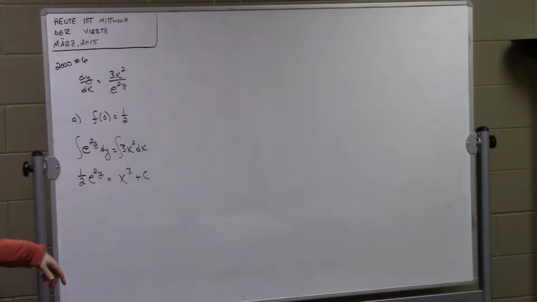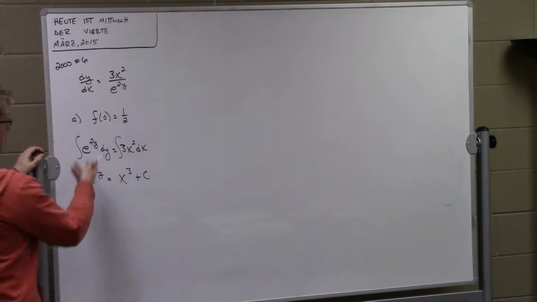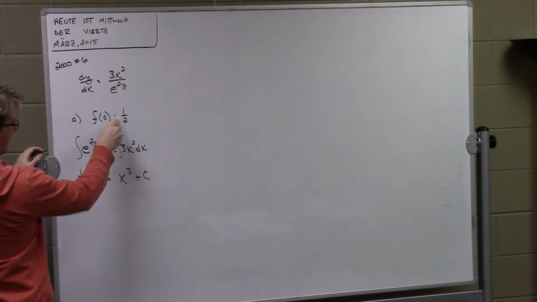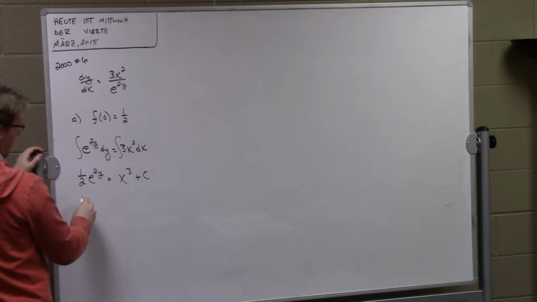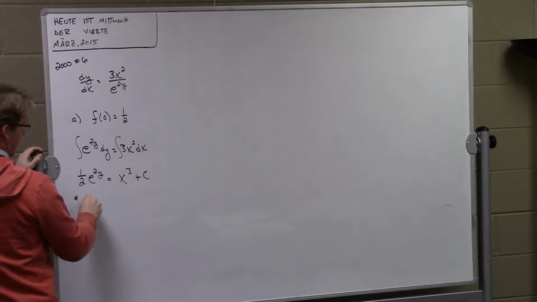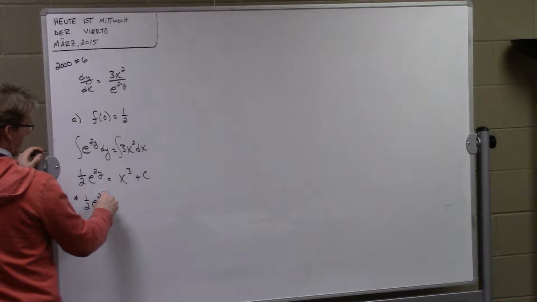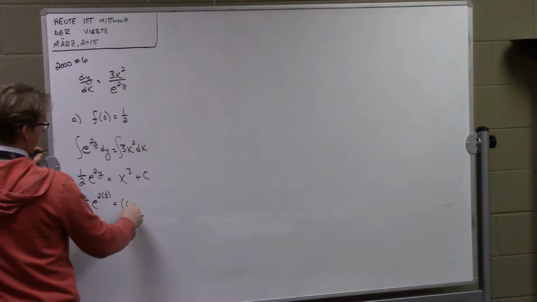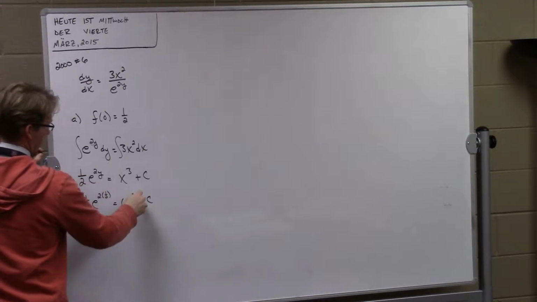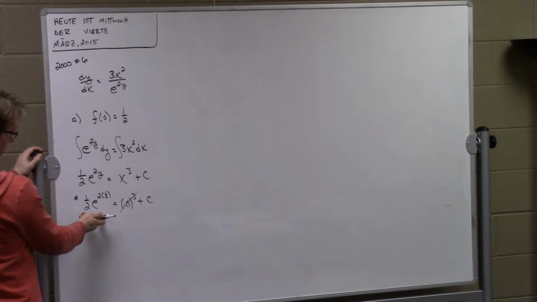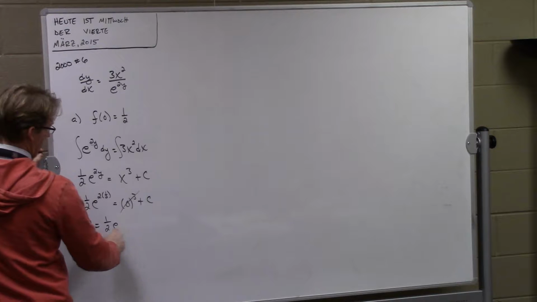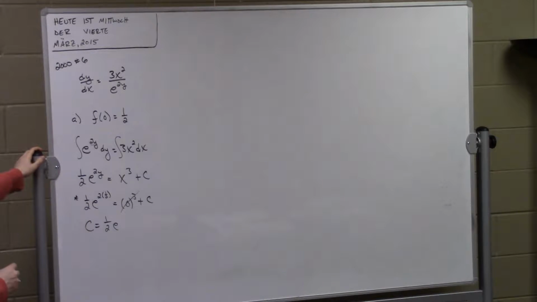The last 2 points I would probably get from using my initial condition and then solving. So I'm going to go ahead right now and figure out what c is. This is an x value of 0 and a y value of a half. That's convenient. So to find c, I'm going to have 1/2 e to the 2 times a half is equal to 0 cubed plus c. That's gone. That is e. So c is going to be 1/2 e, or e over 2.